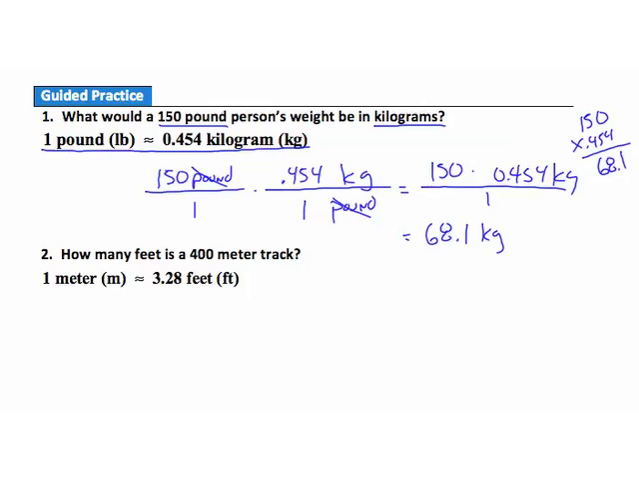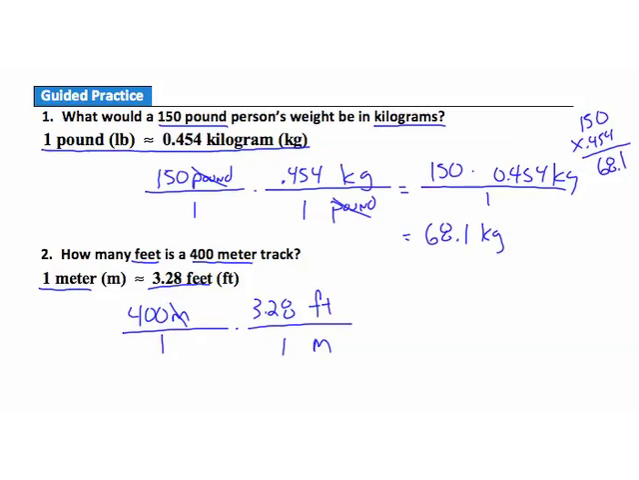Question 2. How many feet is a 400-meter track? Well, we're going to convert this 400 meters then into feet. So we start by writing 400 meters over 1. We want to divide out those meters, so I'm going to put the meters in the bottom, and now we're converting that to feet. So feet is going to go in the numerator, and let's look at our conversion. 1 meter equals 3.28 feet. So we have 1 meter down here, and then 3.28 feet in the top.